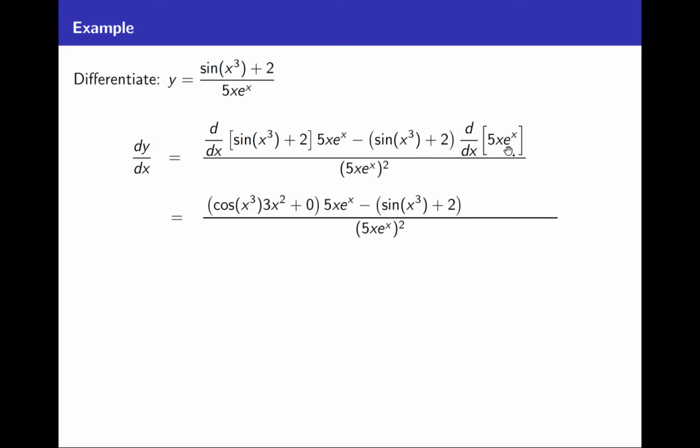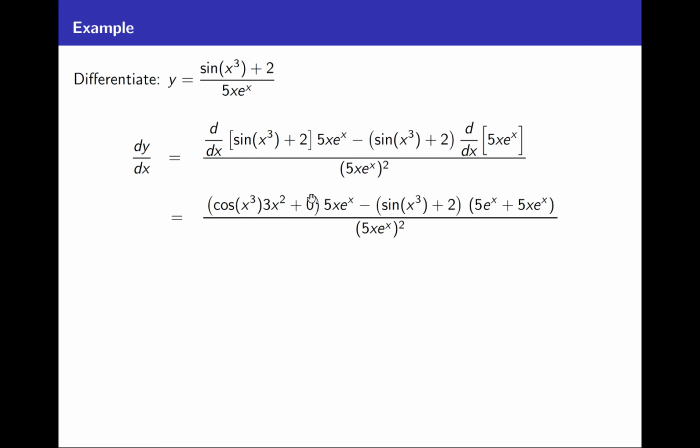5x e to the x is a product. It's the function 5 times x times the function e to the x. So to find this derivative, we have to use the product rule. We would take the derivative of the first function, the derivative of 5x is 5, multiply it times the second function, and then take the first function, 5x, times the derivative of the second function. And the derivative of e to the x is e to the x. So here we go. That's an answer, but you could probably simplify this a good bit.